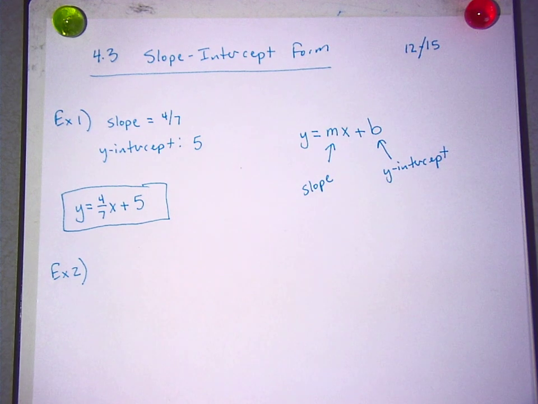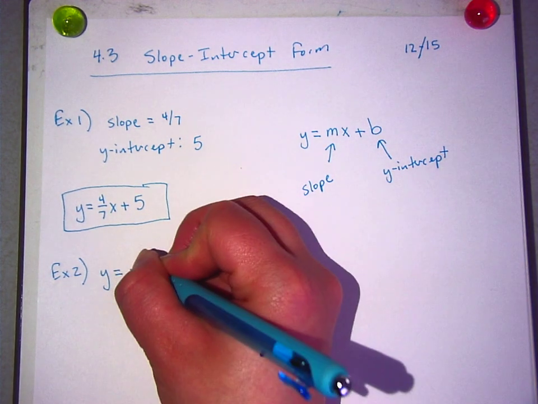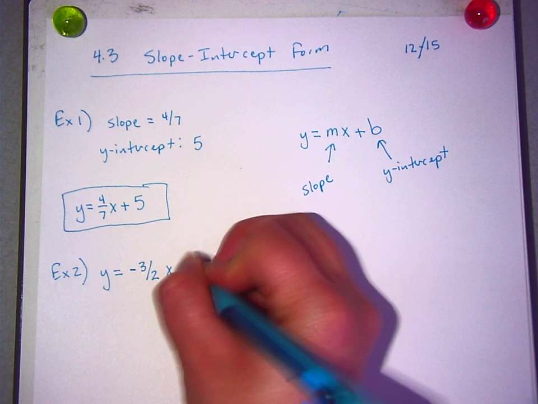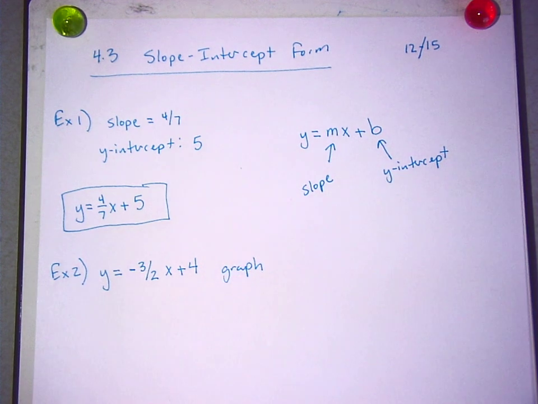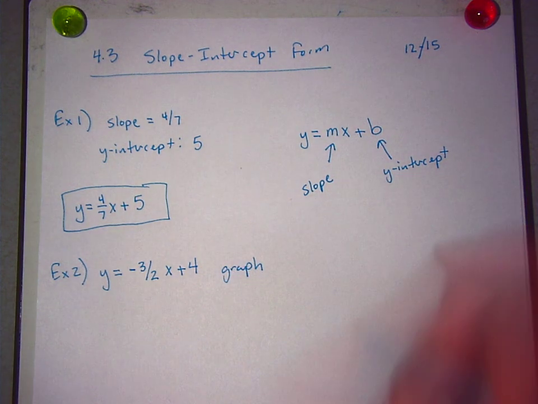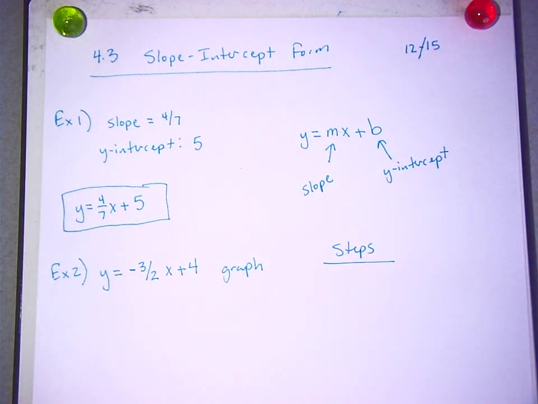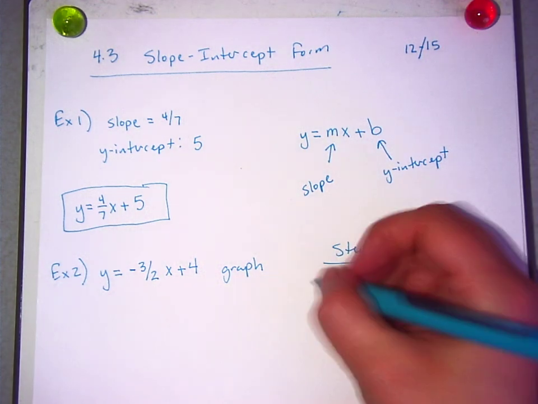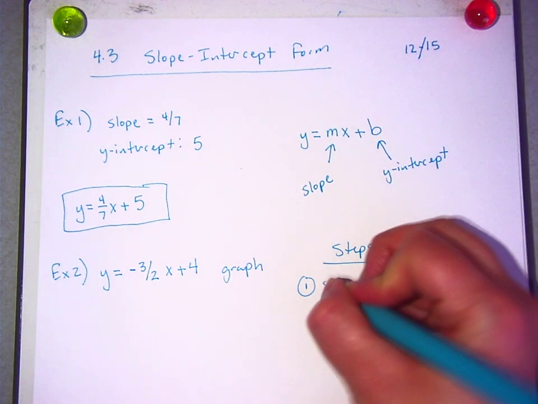Okay. Now, this time we're going to try graphing it. Let's say we had y equals -3/2 x plus 4. All right. I'm going to write down some steps over here. What's the first step you should do when you're graphing these things? What'd you say? Yep, so start on the y-intercept.